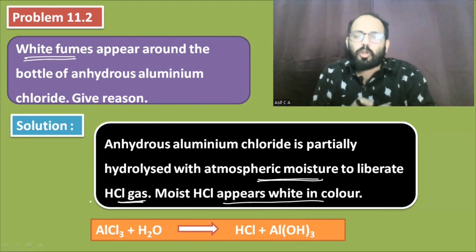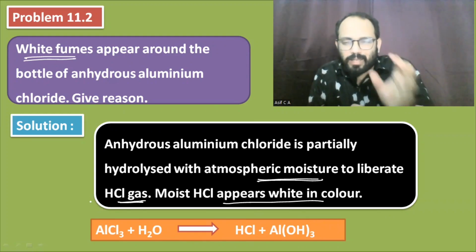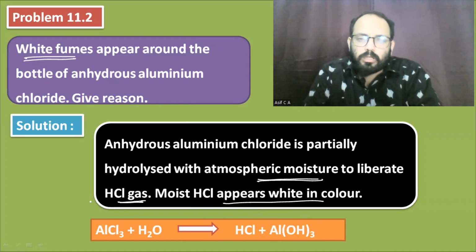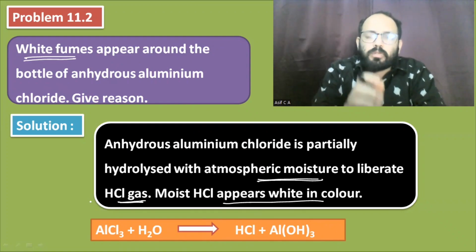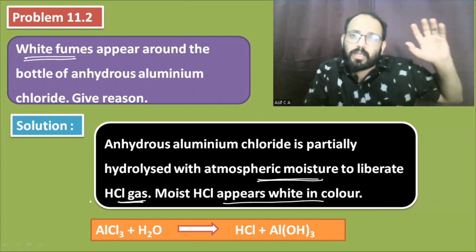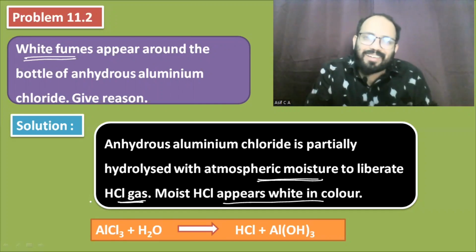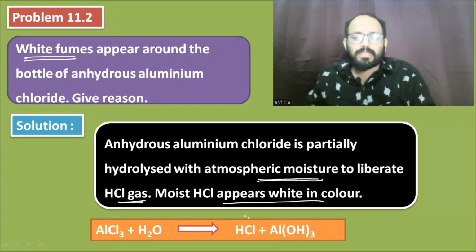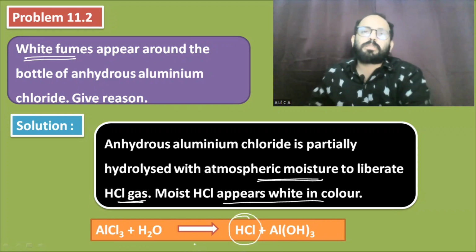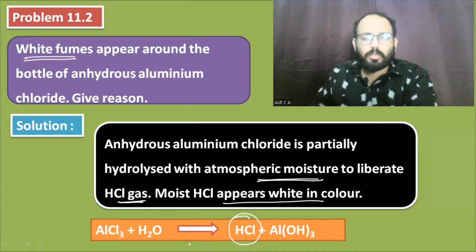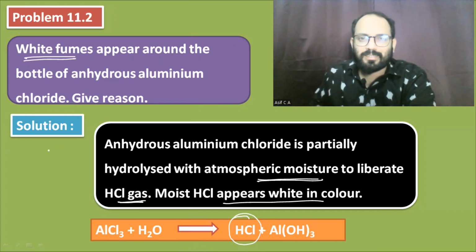When we keep anhydrous aluminum chloride in a bottle, why do fumes appear there? That white fume is because of the production of HCl. How is HCl produced? Because atmospheric moisture reacts with the anhydrous AlCl3, forming aluminum hydroxide plus HCl. This HCl is responsible for the white fumes. Just remember, it is very important.